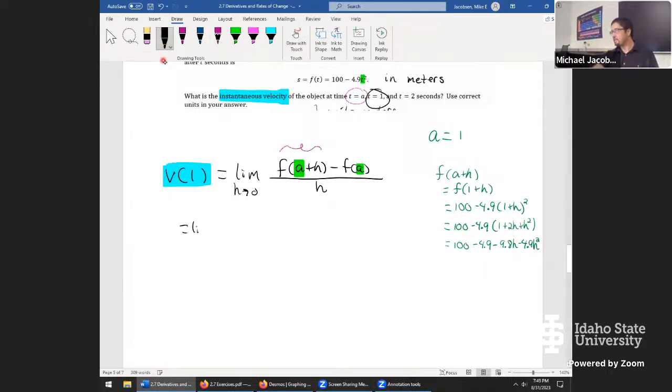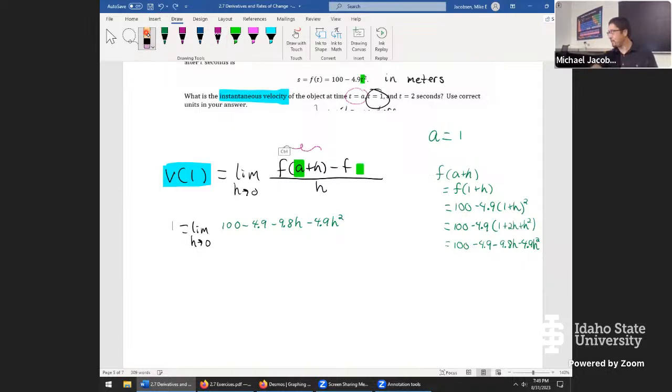This now turns into the limit as h gets smaller and smaller, heading towards 0 of 100 minus 4.9. I guess we could combine those right now, couldn't we? Well, let me actually put it in just so we know where it came from without changing it. 4.9 minus 9.8 minus 4. Oh, I forgot something. Minus 9.8h minus 4.9h squared. Okay, one part done.